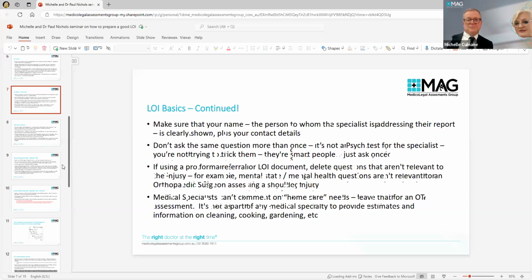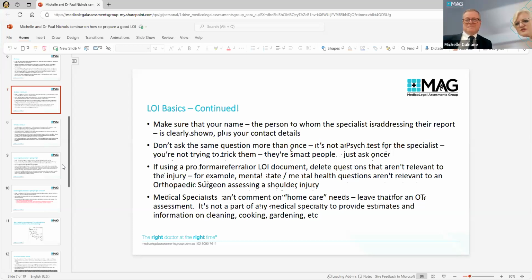Continuing on from LOI basics, make sure that your name, or the lawyer or senior case manager on whose behalf you are writing, is clearly shown in the letter, so that the doctor can address their report to the right recipient. Also, so that the doctor can make contact with you or that person if they need to. As Dr. Nichols has explained, sometimes they need to double check something or advise that further documentation is required. Don't ask the same question more than once.